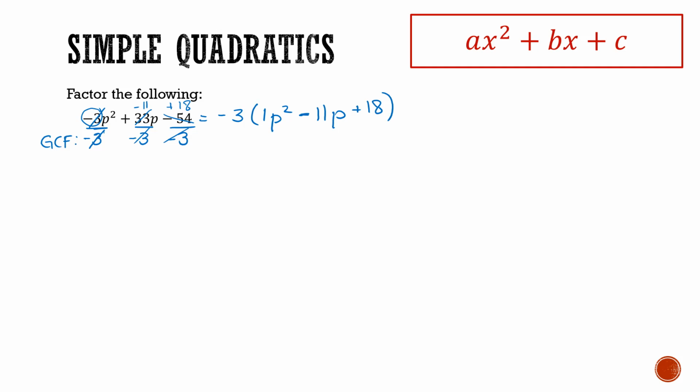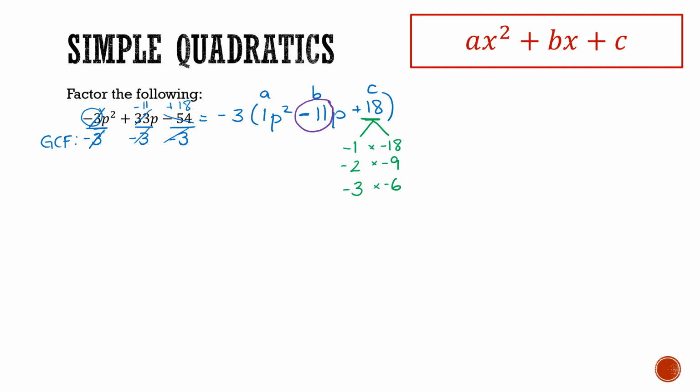Now I have a quadratic with a equal to 1, b equal to negative 11, and c equal to 18. Let's take this positive 18 and determine its factors. I know that 1 times 18 gives me 18, 2 times 9 gives me 18, and 3 times 6 gives me 18. But none of these pairs will total up to negative 11, as they are all positive values. So let's try giving all of these negative signs, because negative 1 times negative 18 gives me 18, negative 2 times negative 9 gives me 18, and negative 3 times negative 6 gives me 18.